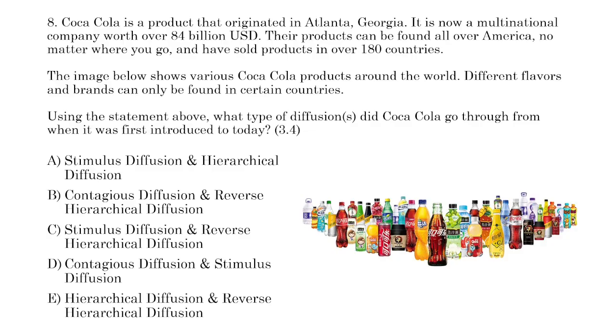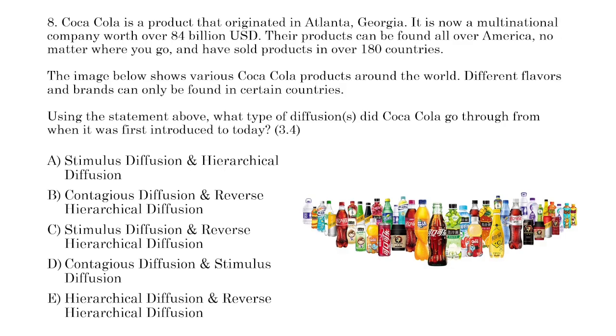So the question, using the statement above and the image, of course, what type of diffusion has Coca-Cola gone through from when it was first introduced to today? So the first thing that I'm looking at is we have a lot of different drinks, and the drinks are in different languages. They have different formulas, different bottles. They're different, but they're also similar because they're part of the same company. So when we see that adaptation, that change with diffusion, that's stimulus diffusion here. So we're left with A, C, and D because those are the ones with stimulus diffusion.